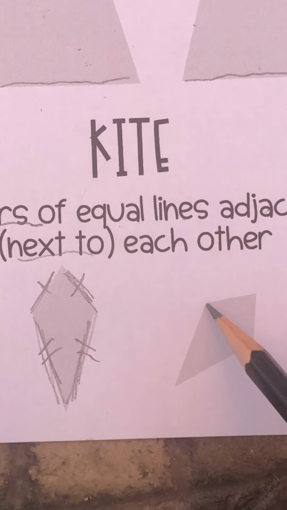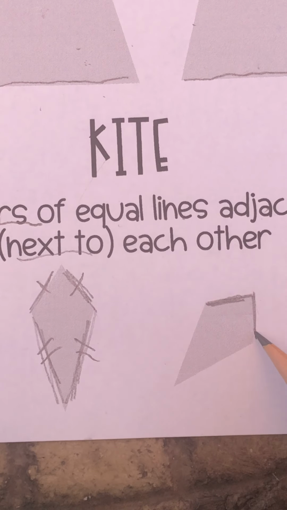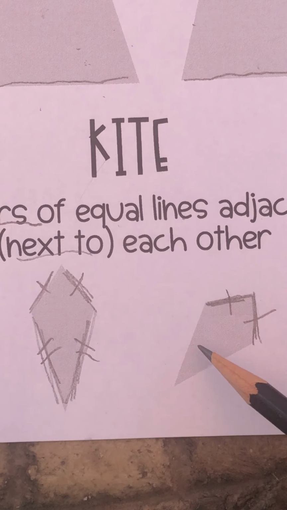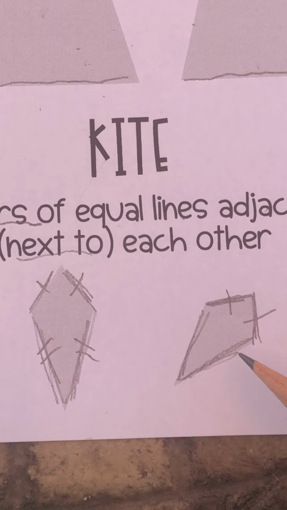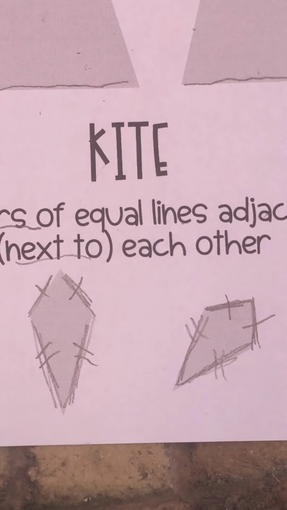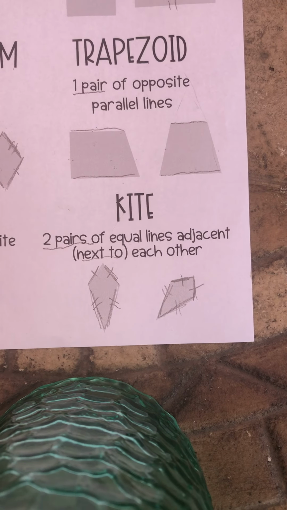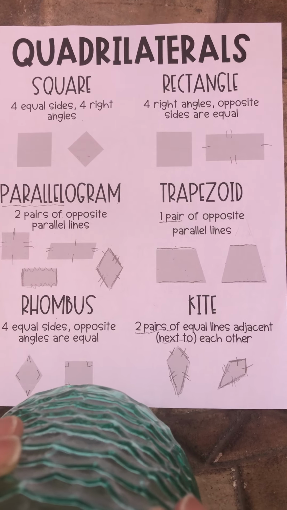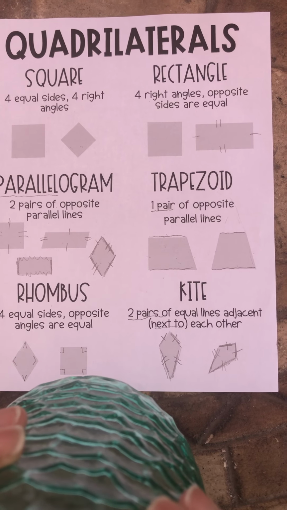And then again, this line and this line are adjacent. They're next to each other and they're equal. These two are a pair. This one and this one are a pair. So you have two pairs of equal lines. Okay, just wanted to go over that with you because I want to make sure you understand what quadrilaterals are. So here's my little poster for you today.